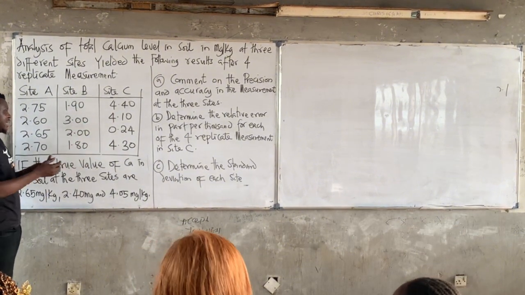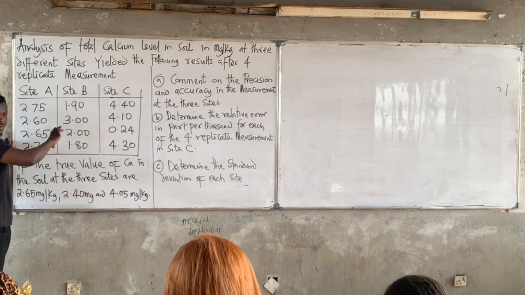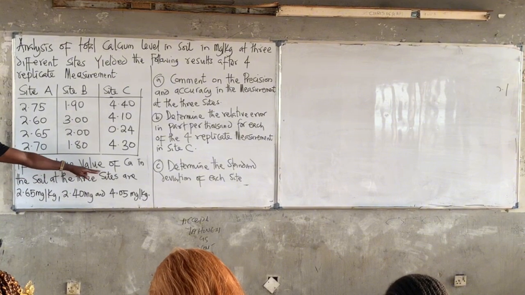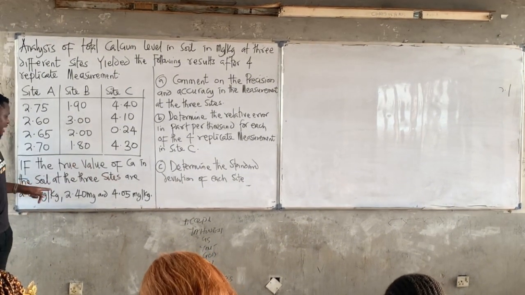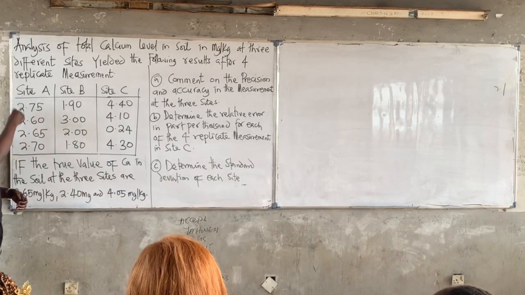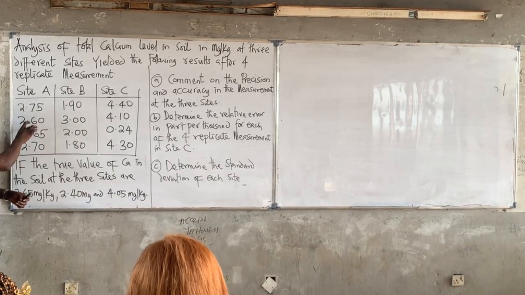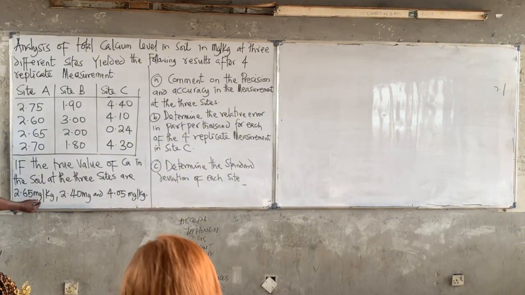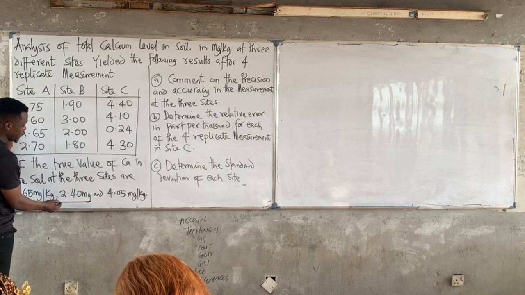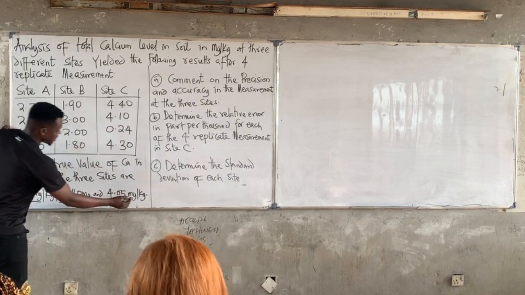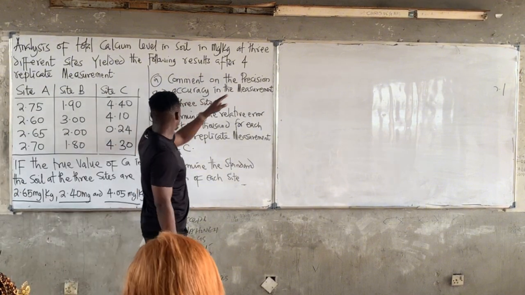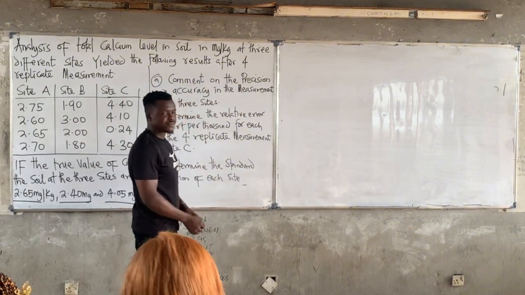Now in exams, you might decide not to treat this in terms of a table. You can just look at notes. Now they said if the true value of calcium in the soil at the 3 different sites, that means for each site they know the true value for calcium. For site A, the true value is 2.65. For site B, the true value is 2.40, and for site C, the true value is 4.05. And the question says, comment on the precision and accuracy in the measurement.